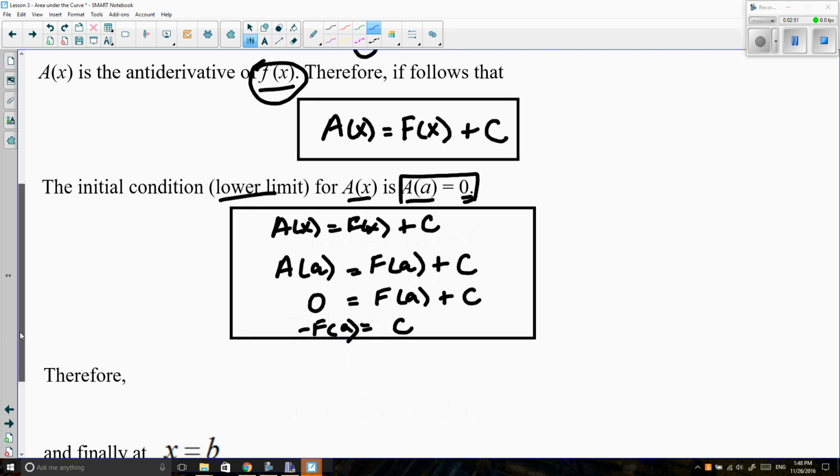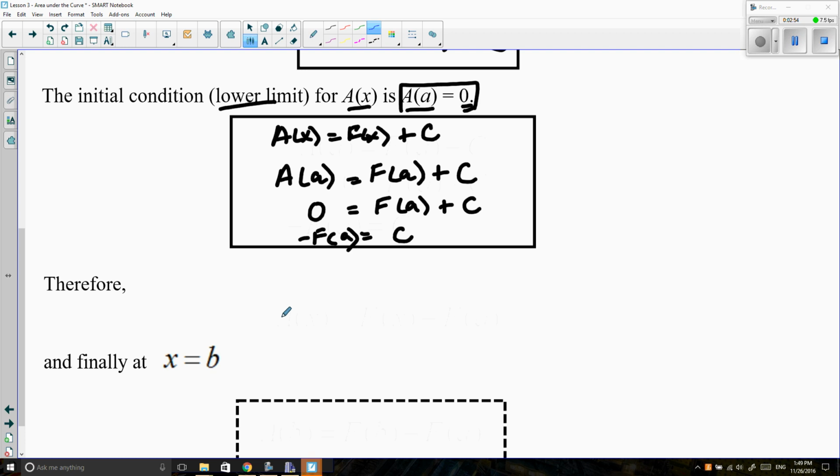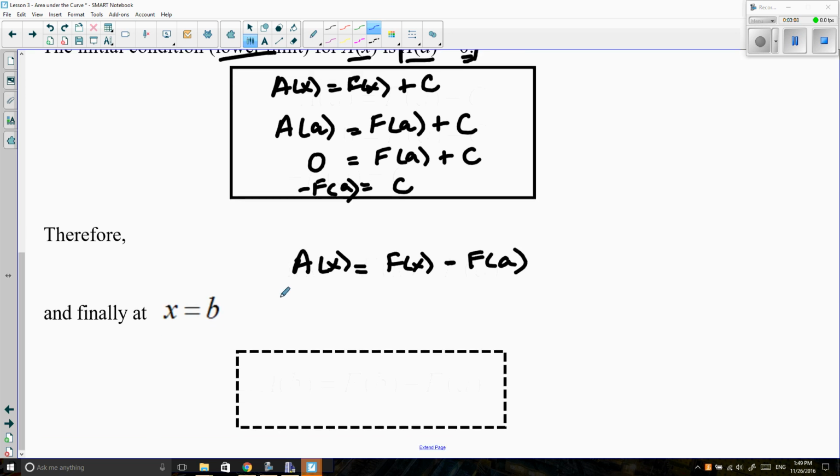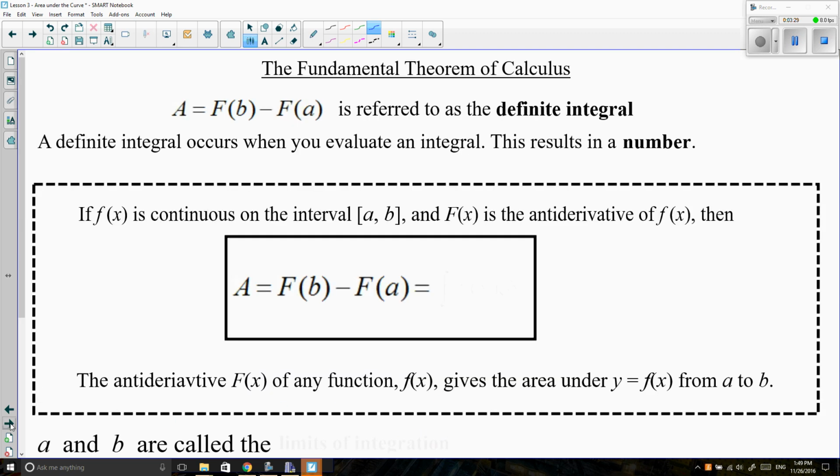So this is what my graph is going to look like now. A of x, which is my area function, is equal to the antiderivative minus whatever my antiderivative is evaluated at my low limit, which I've called a. And finally, x is really b. I'm going from a to b here, so therefore the area is equal to F of b minus F of a. So this right here is what we consider the definite integral. Okay, so let me just sum this all up in my next slide.